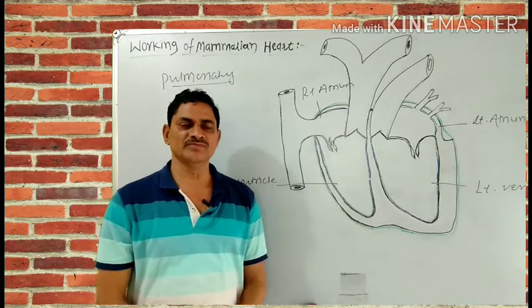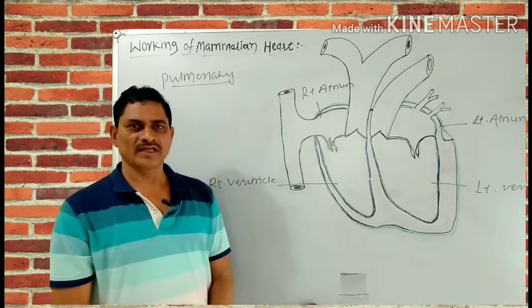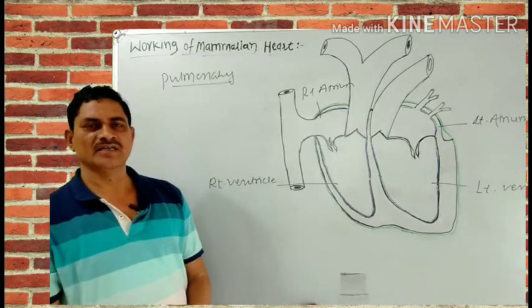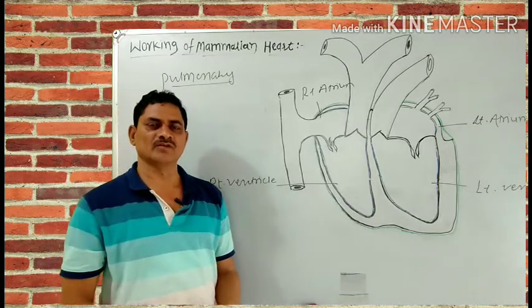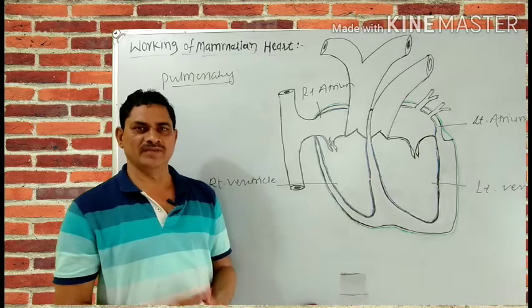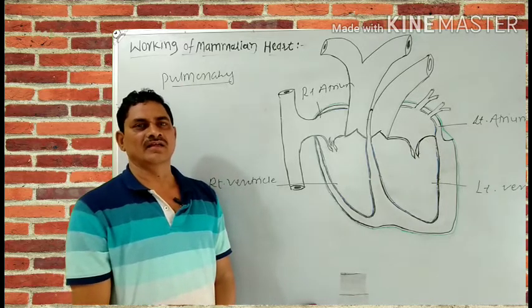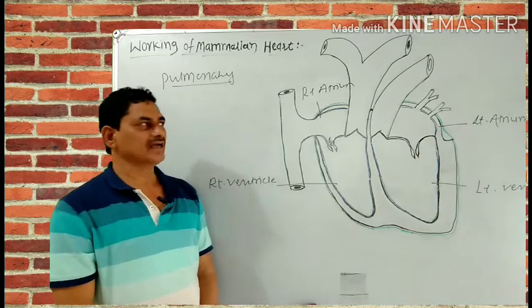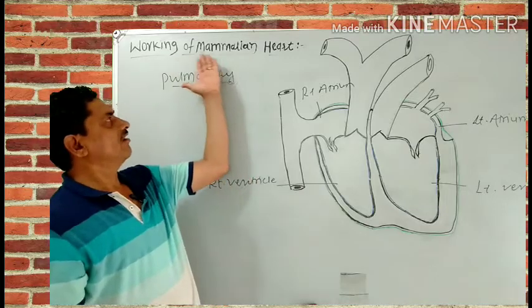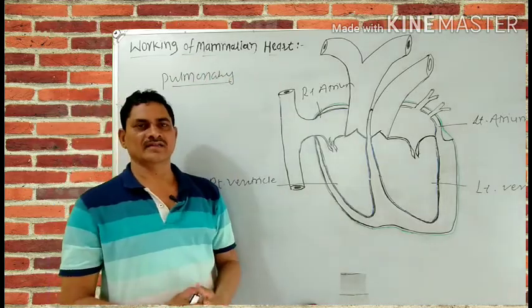Friends, in the previous video, we have learned about the basic anatomical terminology and basic anatomical structure of the mammalian heart. In this video, we are considering the working of the mammalian heart.